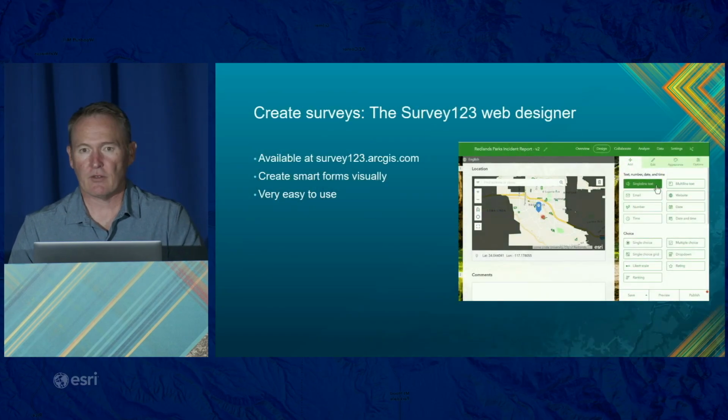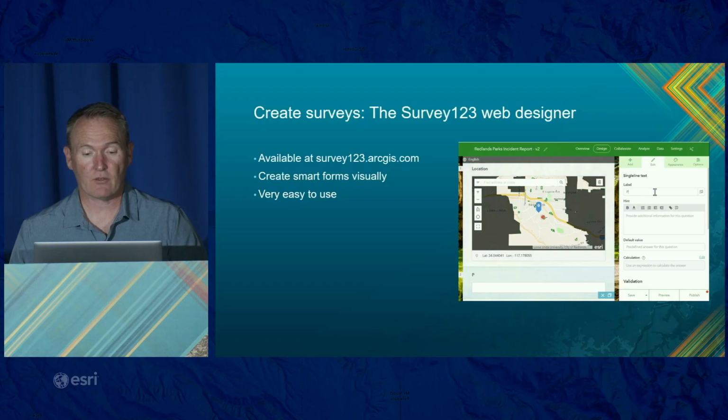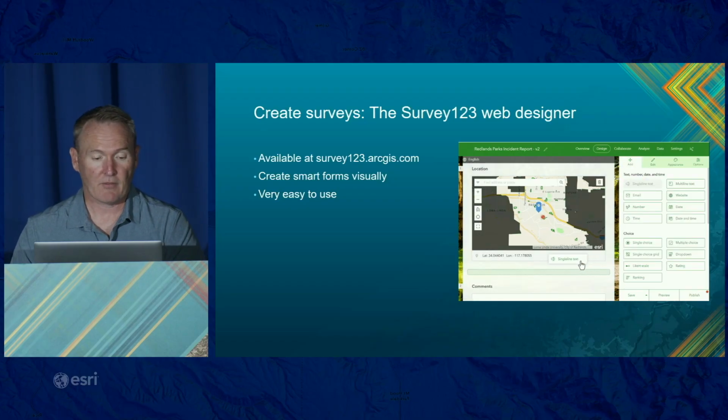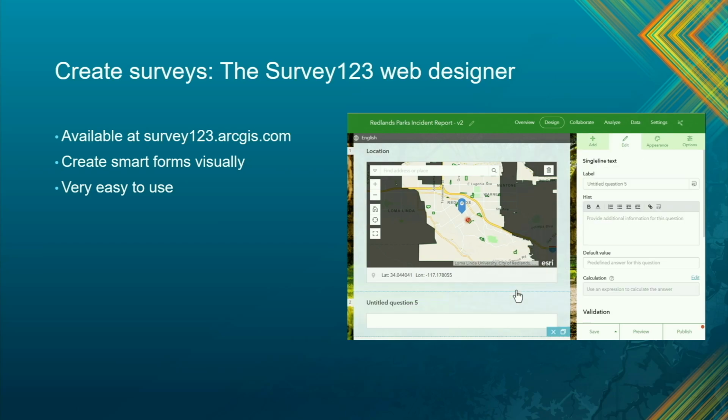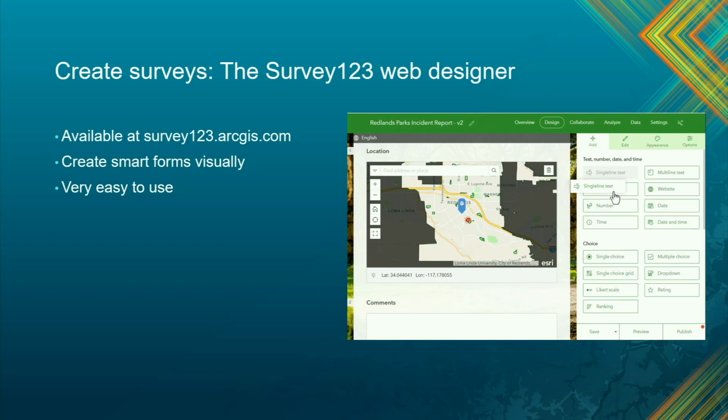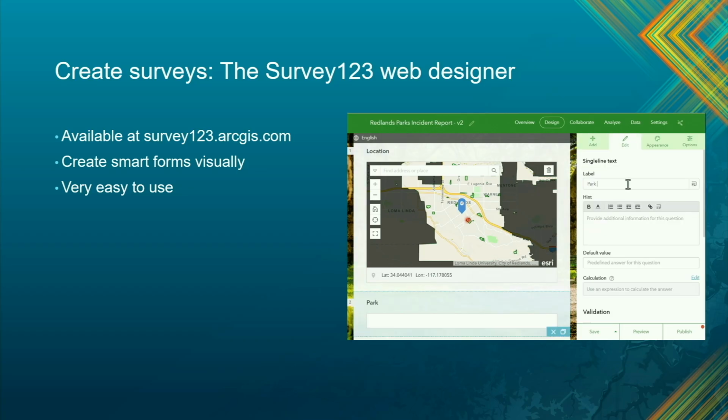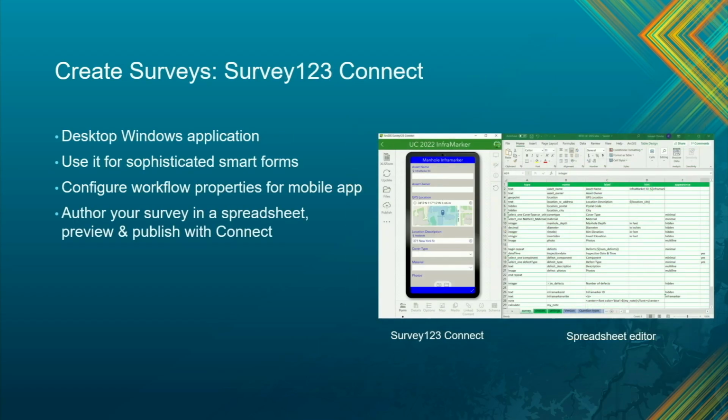So in creating the surveys, we have 2 different ways for creating surveys. We have a Survey123 web designer. This is available at survey123.arcgis.com. You can create smart forms visually, drag and drop, very easy to use, very quick to get started creating your surveys. And then we have Survey123 Connect, our desktop application. This is a Windows application. It's for really creating extremely sophisticated smart forms, sophisticated surveys with complex capabilities.